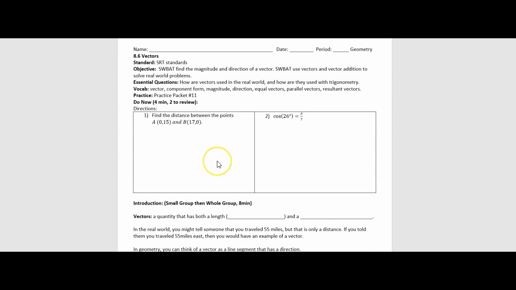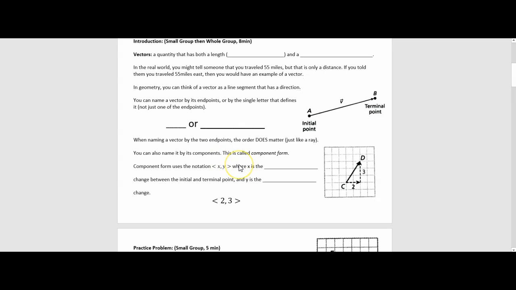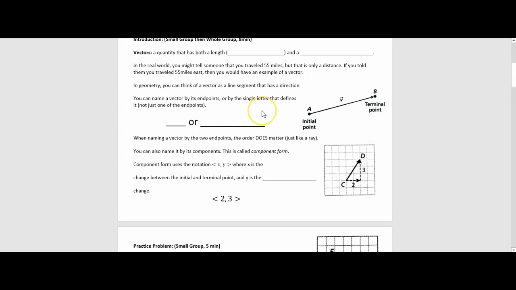We're going to skip the do now. There's quite a bit to do in the lesson today, so the video might go a little bit longer than usual. But let's just jump right into the vocab.